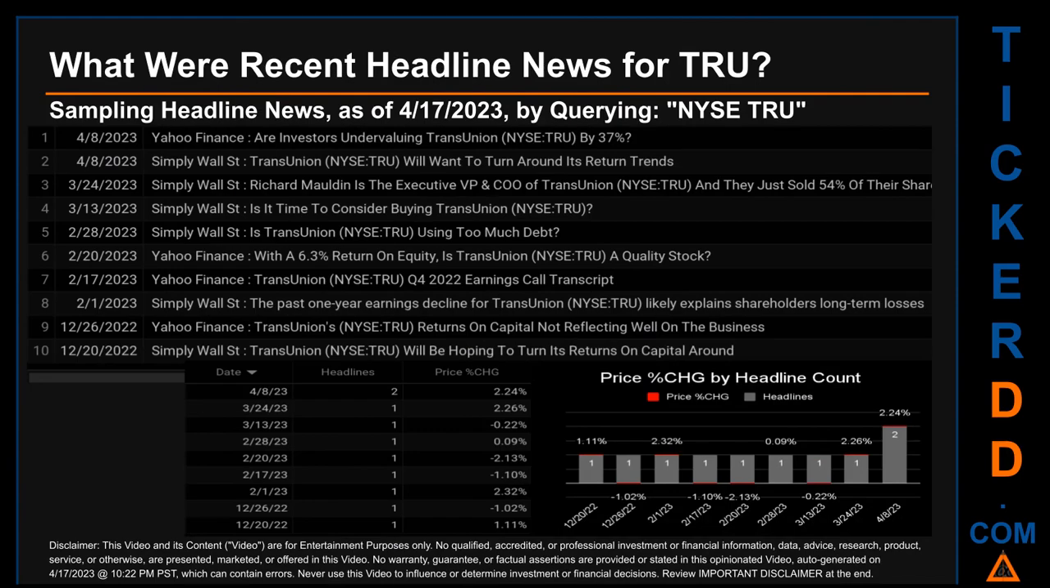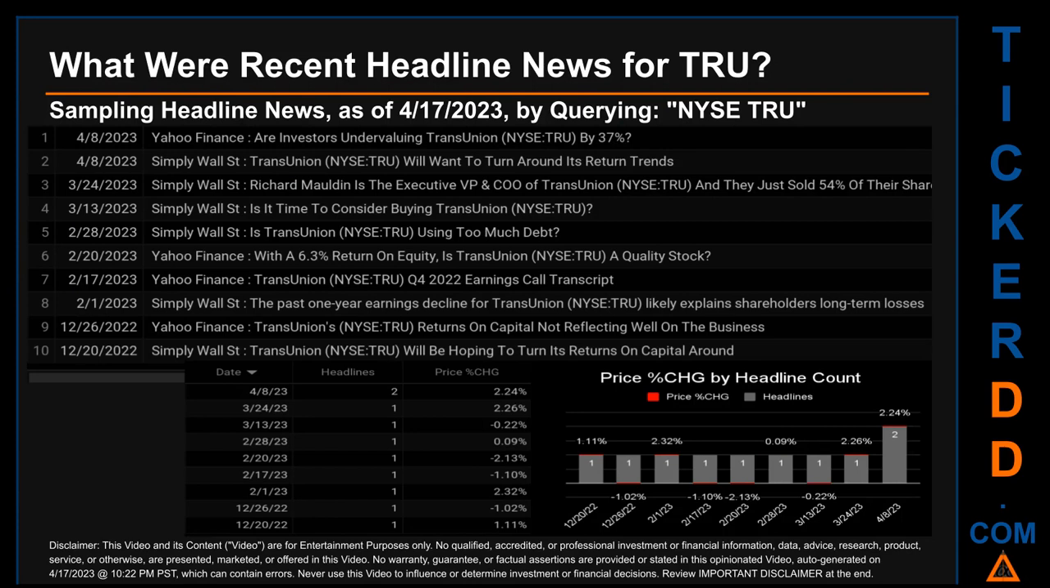What were recent headline news for TRU? Today, Monday, April 17, 2023, I sampled one of our news aggregators for latest headlines for this ticker. I did so by searching specifically by a keyword that may appear, broadly, in the title or the body, of discoverable news articles. The keyword that I used was a combination of the exchange and the ticker symbol, NYSE: TRU.